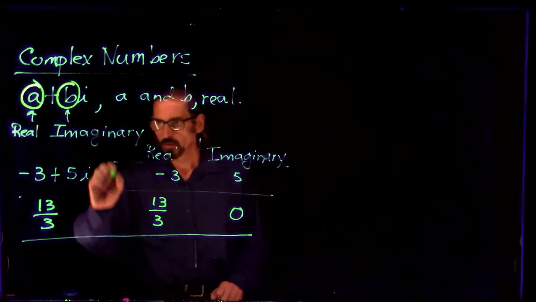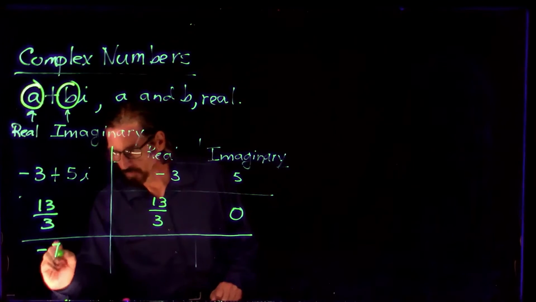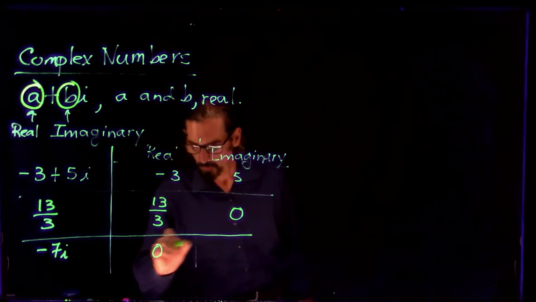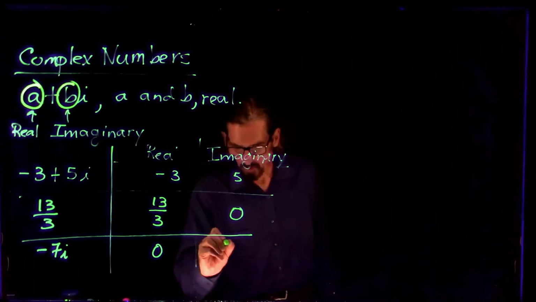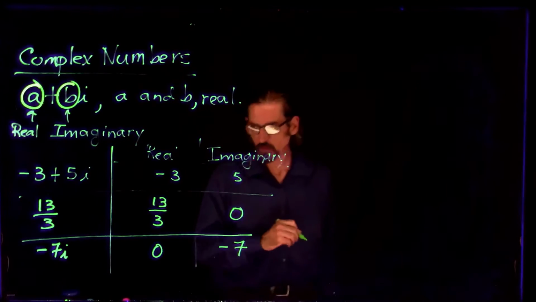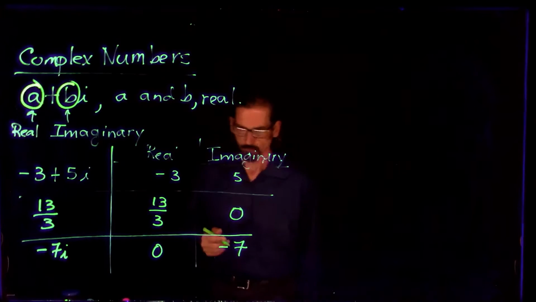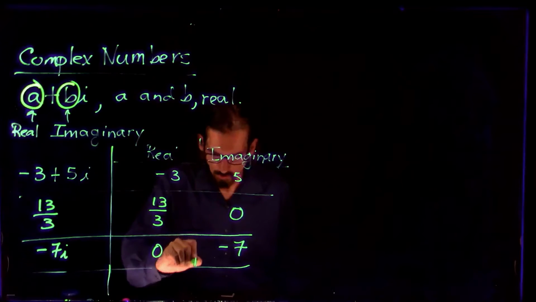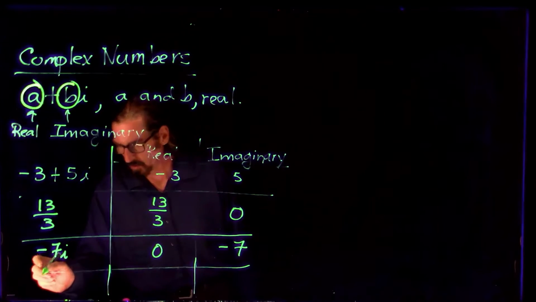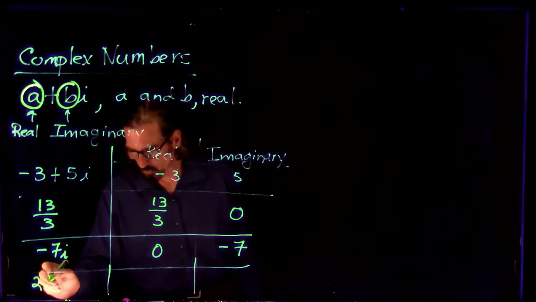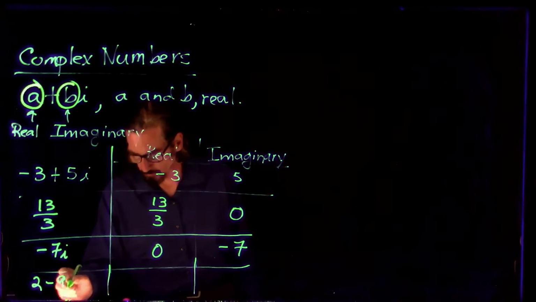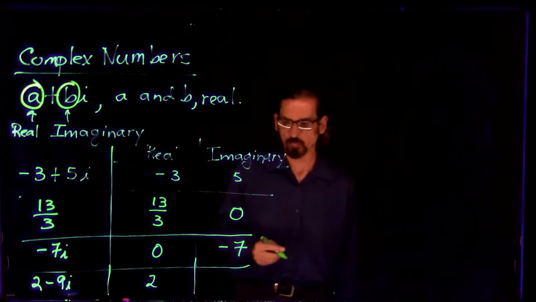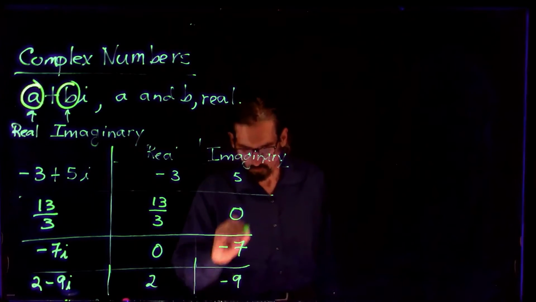We have negative 7i. Well, there's no real part. We just have an imaginary part of negative 7. And if we have, say, 2 minus 9i, the real part is 2, and the imaginary part is negative 9.